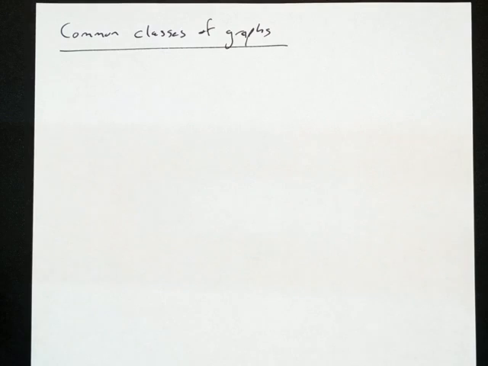Just saying I have a graph isn't in and of itself very descriptive. And I would like to look at some categories, families of graphs, so that I can talk about particular kinds. Now, we've already seen things within a graph, but those things can be graphs in and of themselves.